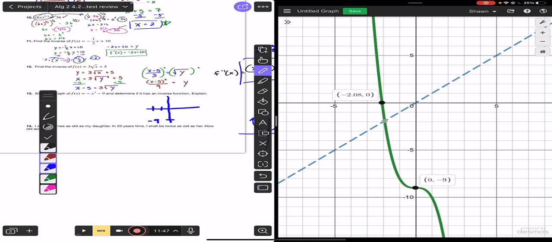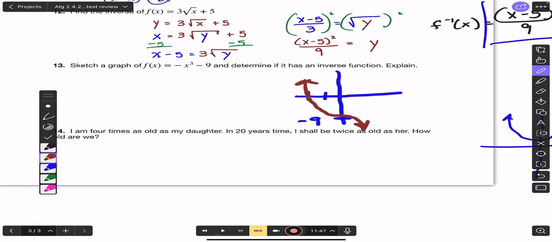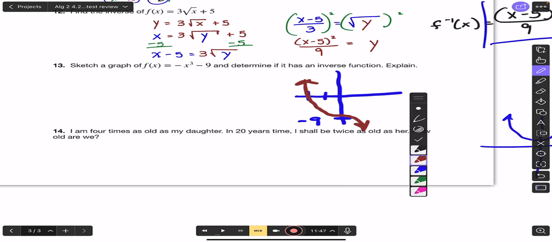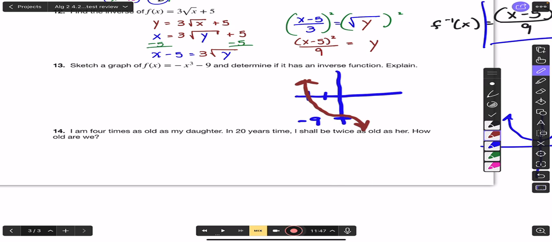Switch colors here to draw our graph in. It just does something like this. I missed a little bit, but something like that graph. And now this graph does pass the horizontal line test. Any place I draw a horizontal line, it will only hit it in one point. So yes, we're going to say yes.